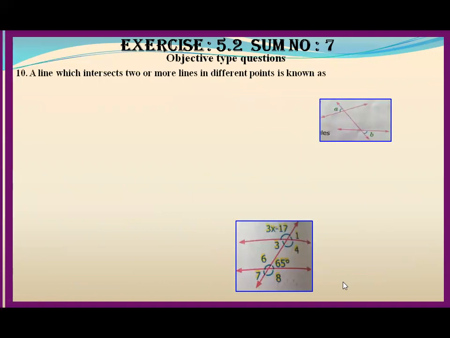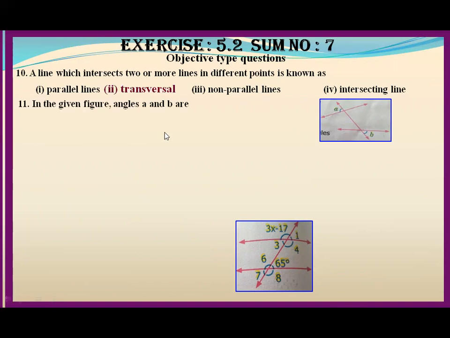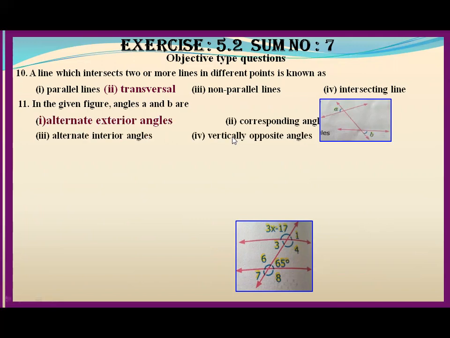Objectives. A line which intersects 2 or more lines is known as a transversal. In the given figure, angles A and B are on the opposite side of the transversal, so they are exterior alternate angles.